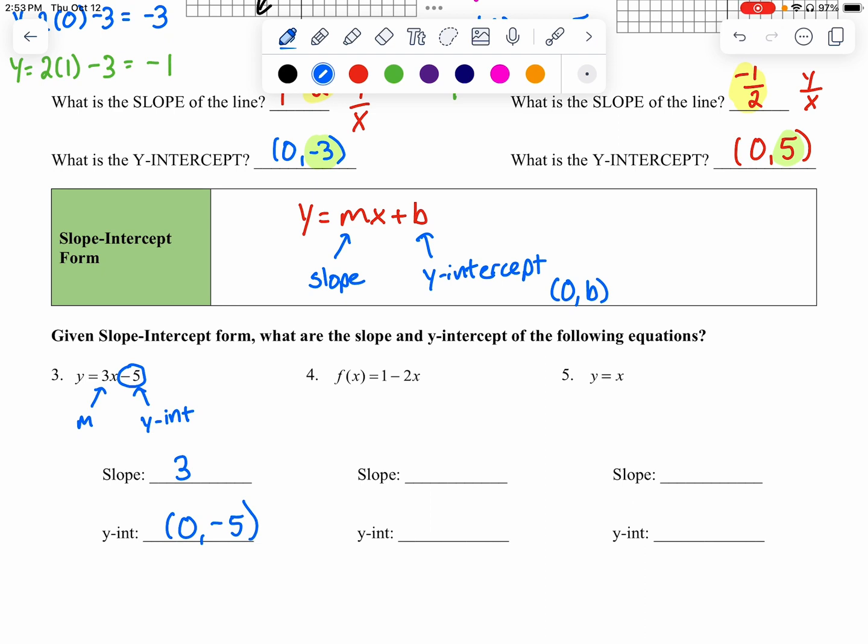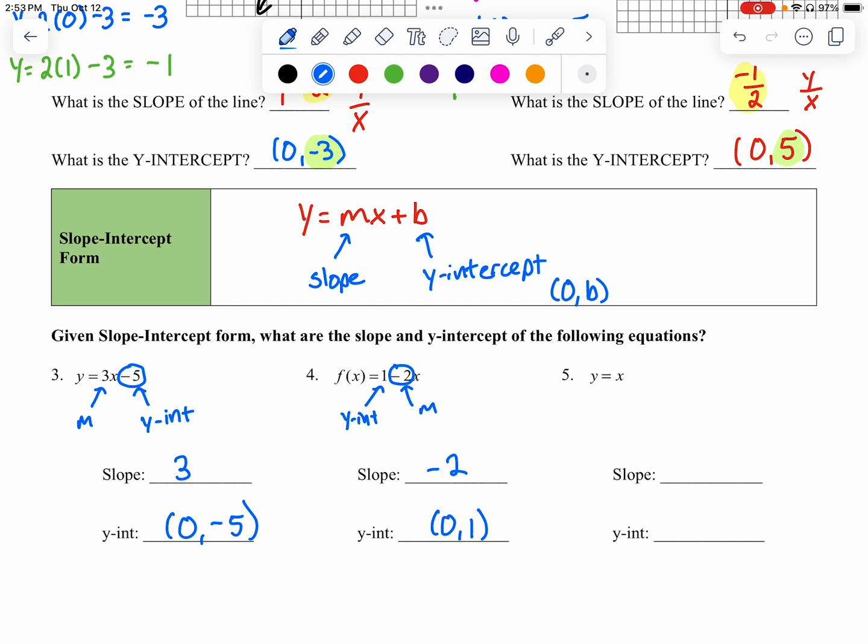Ooh, 4 looks a little bit different. The x is second, but the number with the x is still your m, and the number without the x is still the y-intercept, so that's your b. So slope, it's going to keep that -2 with it, so it'll be -2, and then our y-intercept is 0, comma 1.